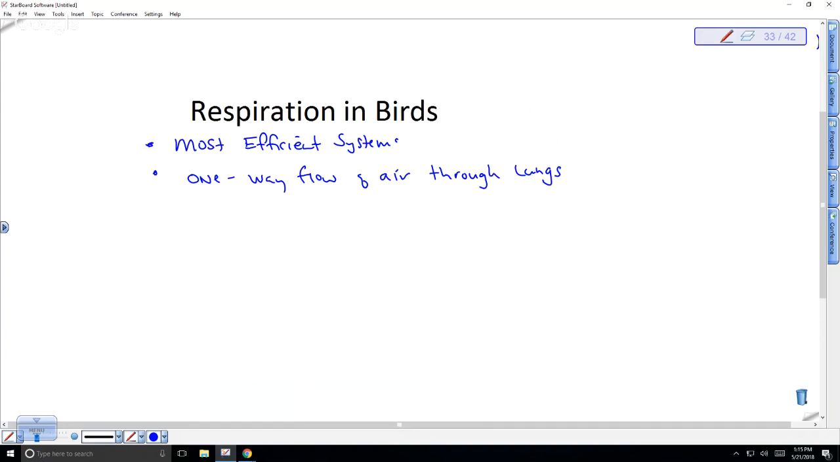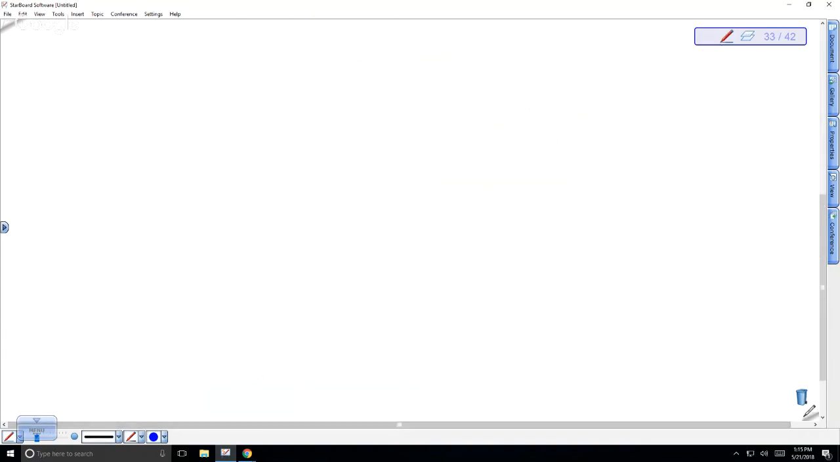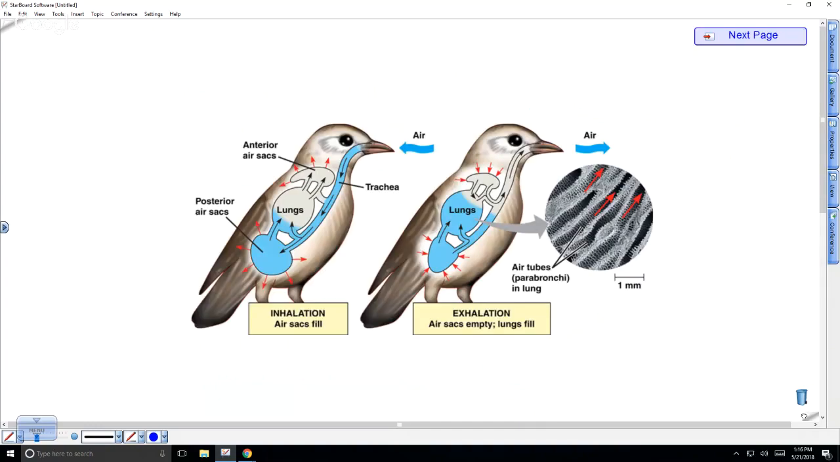So it's a more efficient system, and this is called parabronchi. So their lungs are parabronchi. A bronchi is just a branch, and the air moves from one air sac to another through the parabronchi, and this is an efficient exchange because they have no dead air. So if we were to look at a diagram of that, it would look like this.